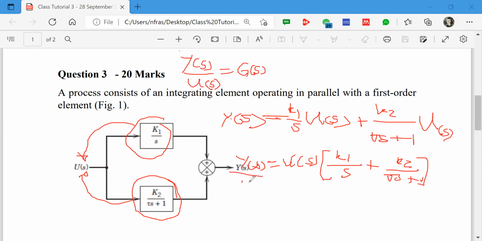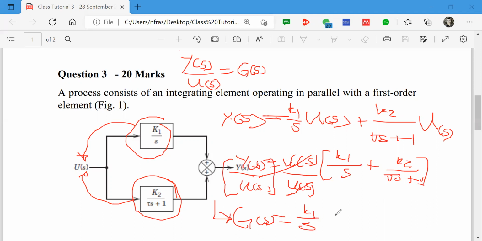Then you can go and divide with U(s) on both sides. You see that on the right-hand side, they'll cancel, and you'll be left with G(s), because that is the same as, or is equal to, G(s). We'll have G(s) is equal to K1 over s plus K2 over tau s plus 1.